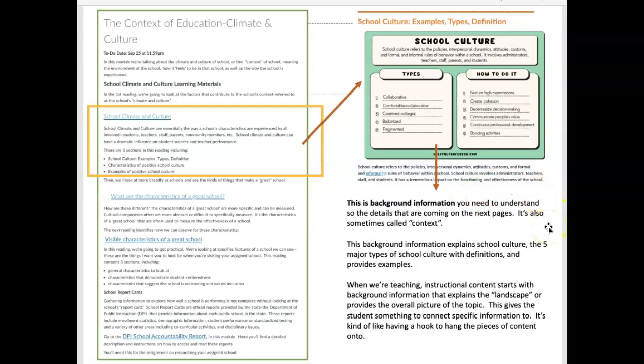Okay, this is the information that you need to understand so that the details that are coming next will actually make sense to you. We refer to it as context, so that you have something to actually connect the pieces to. Another way to think about it is this is the overall landscape of school culture.